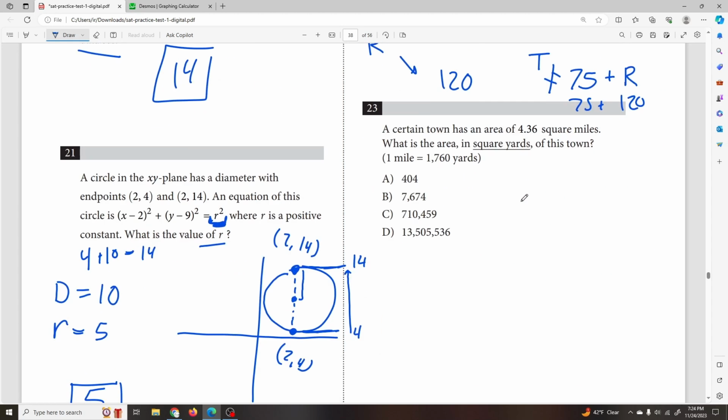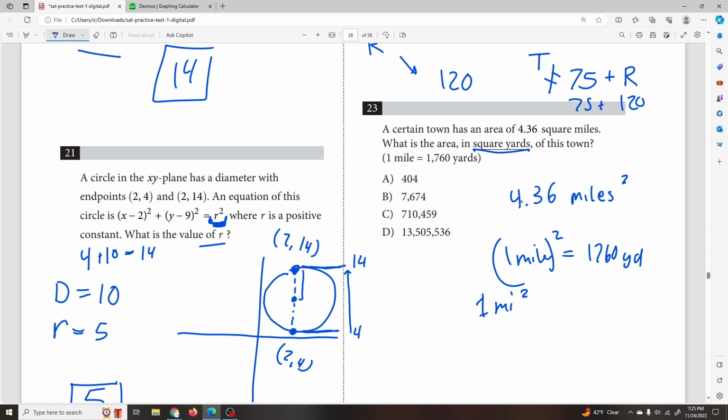Moving on to 23. It says that a certain town has an area of 4.36 square miles. What is the area in square yards, right? So before we do anything, notice that we're dealing with square miles, or rather just miles squared. Miles squared. And here we have 1 mile is equal to 1760 yards, right?